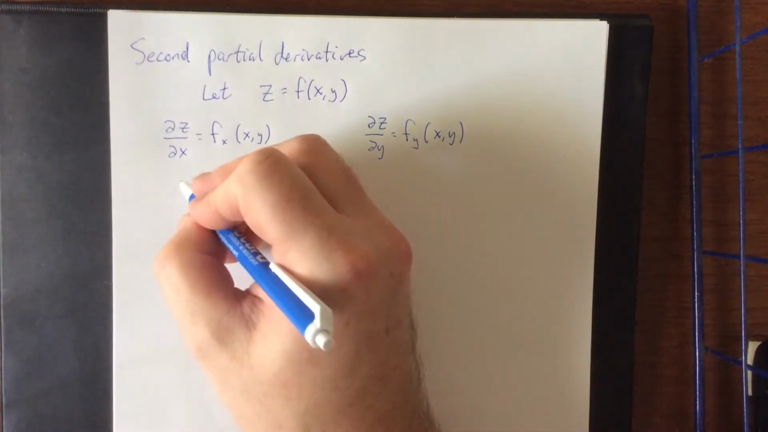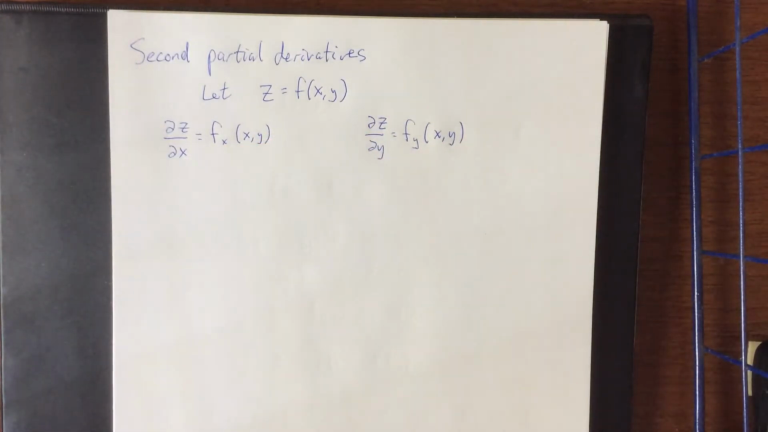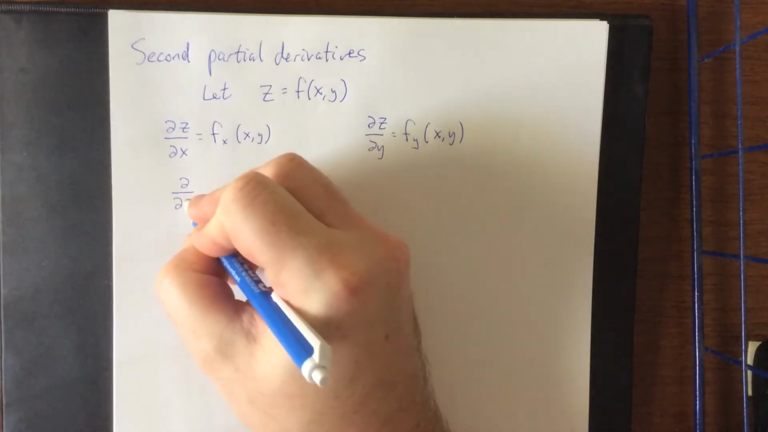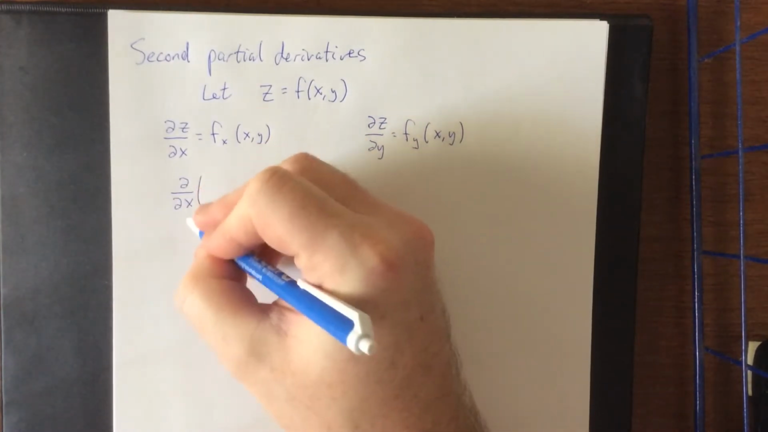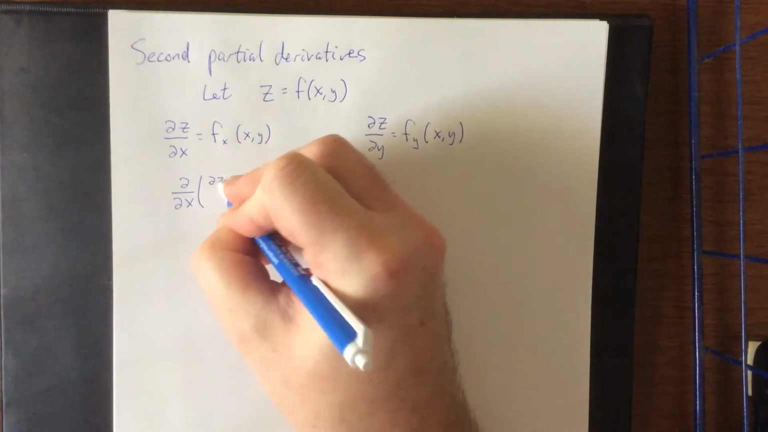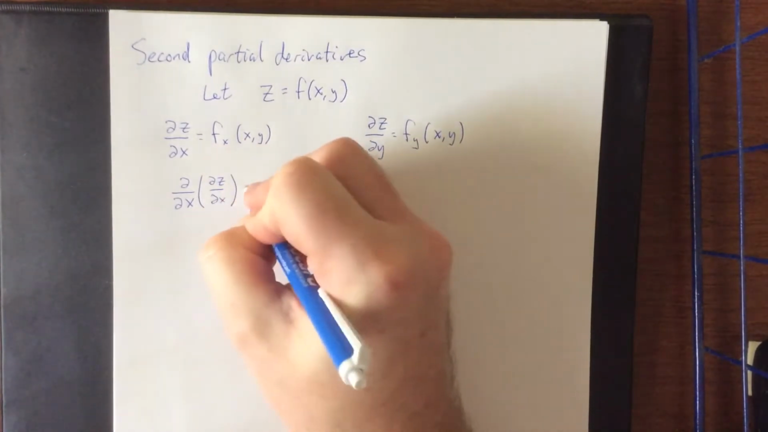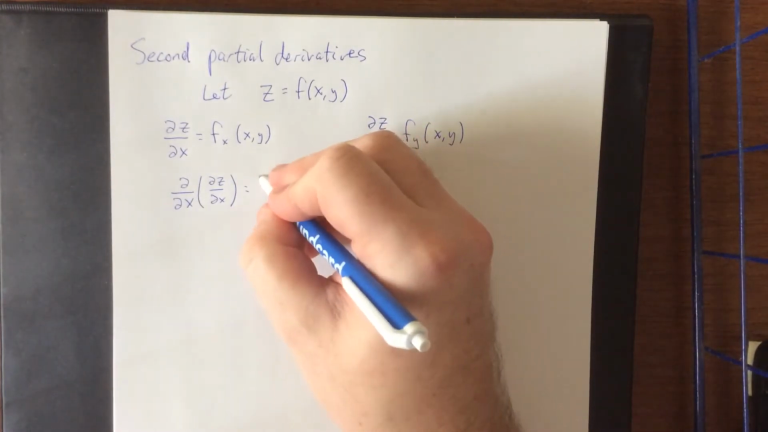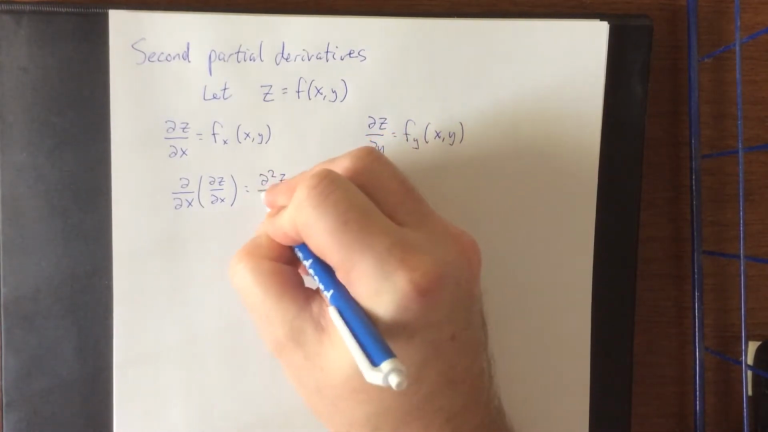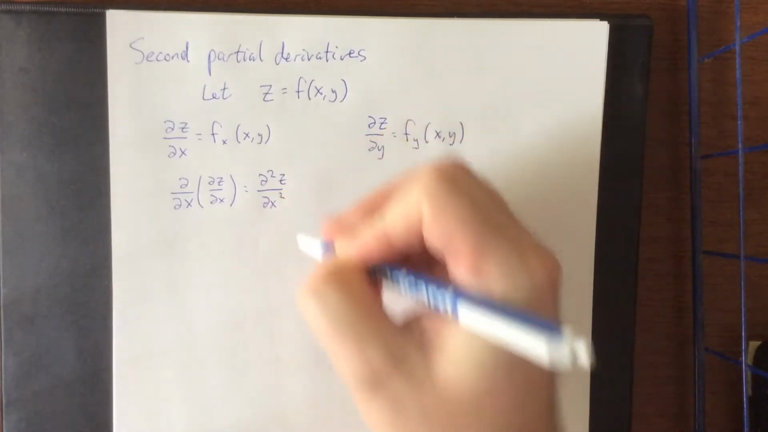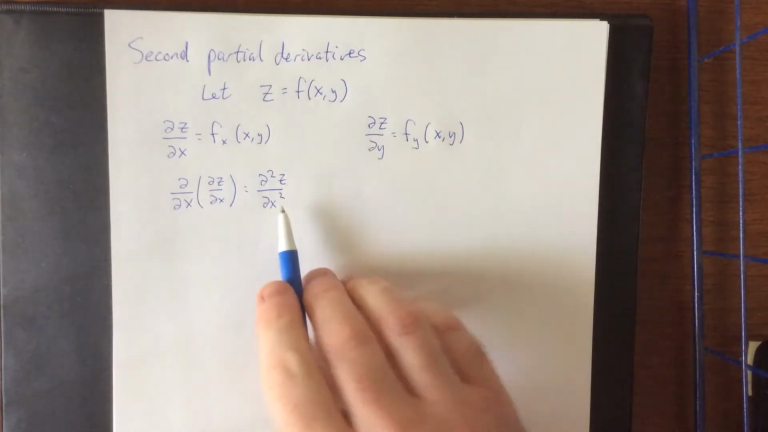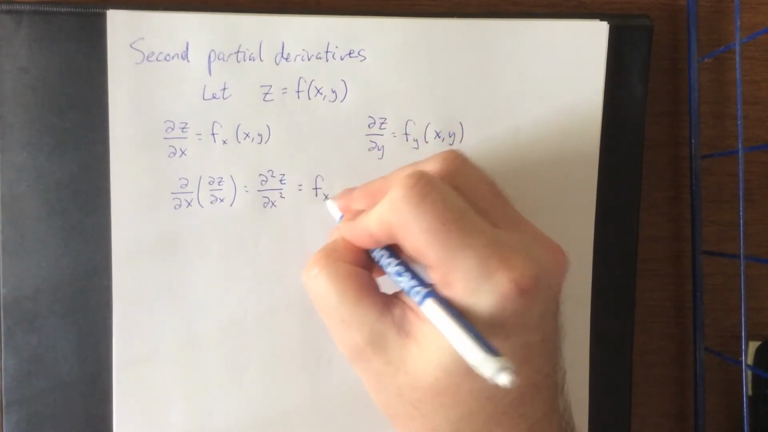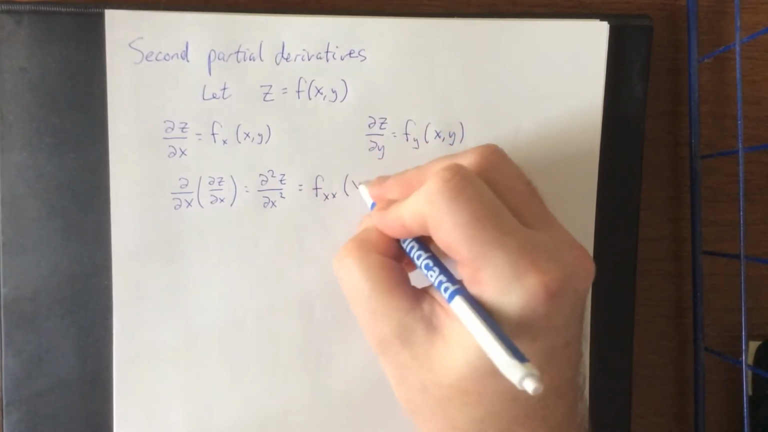So, starting with the first partial with respect to x, if I were to take the second derivative, it would appear in the following fashion. If I take the partial derivative with respect to x of the partial derivative of z with respect to x, you'll see a notation that's very similar to what you would have seen in Leibniz notation in Calc 1. This would be d squared z over dx squared. This is the second partial derivative of z with respect to x, or using our alternate notation, f with two partial derivatives with respect to x.